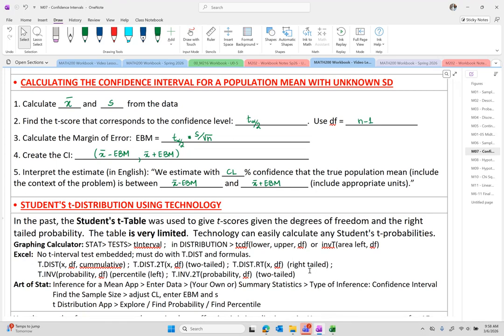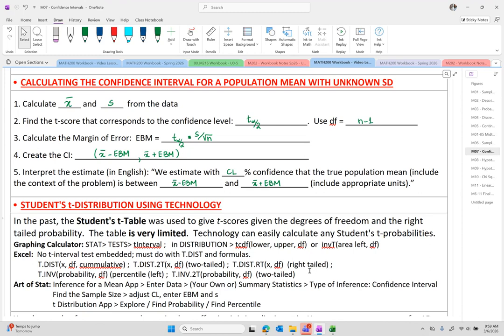Now that we have discussed inferential statistics for a single population mean when we don't know the standard deviation of the population, we can work on actually doing some calculations that will produce some results. So let's look at some applications.